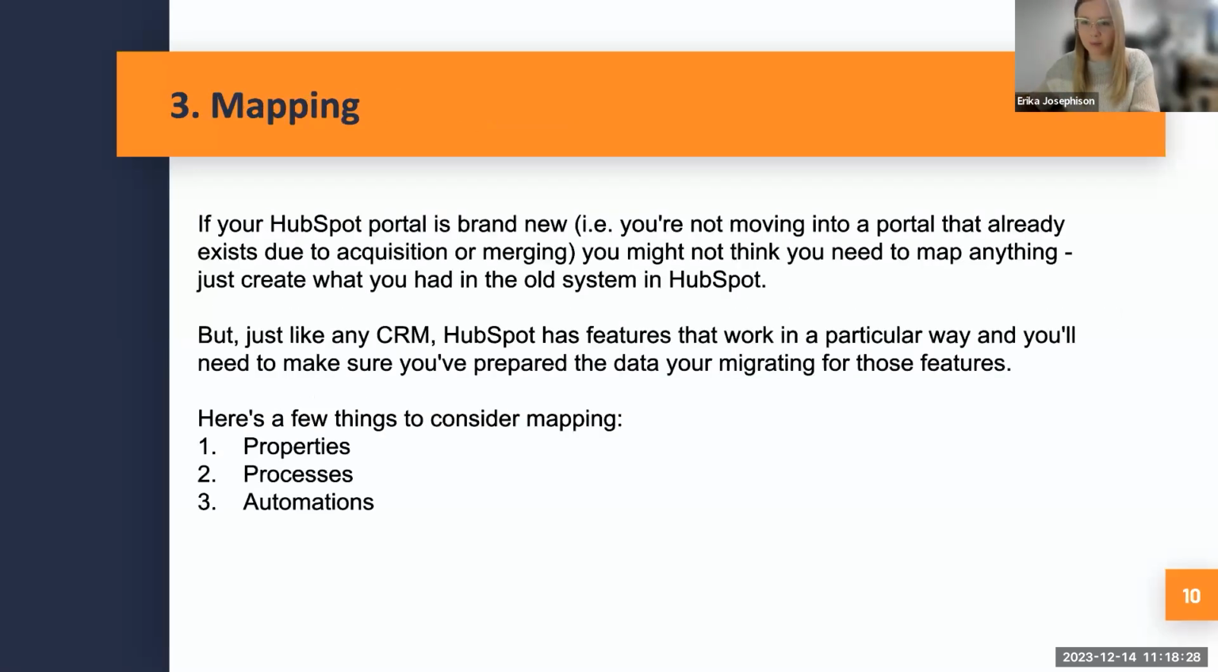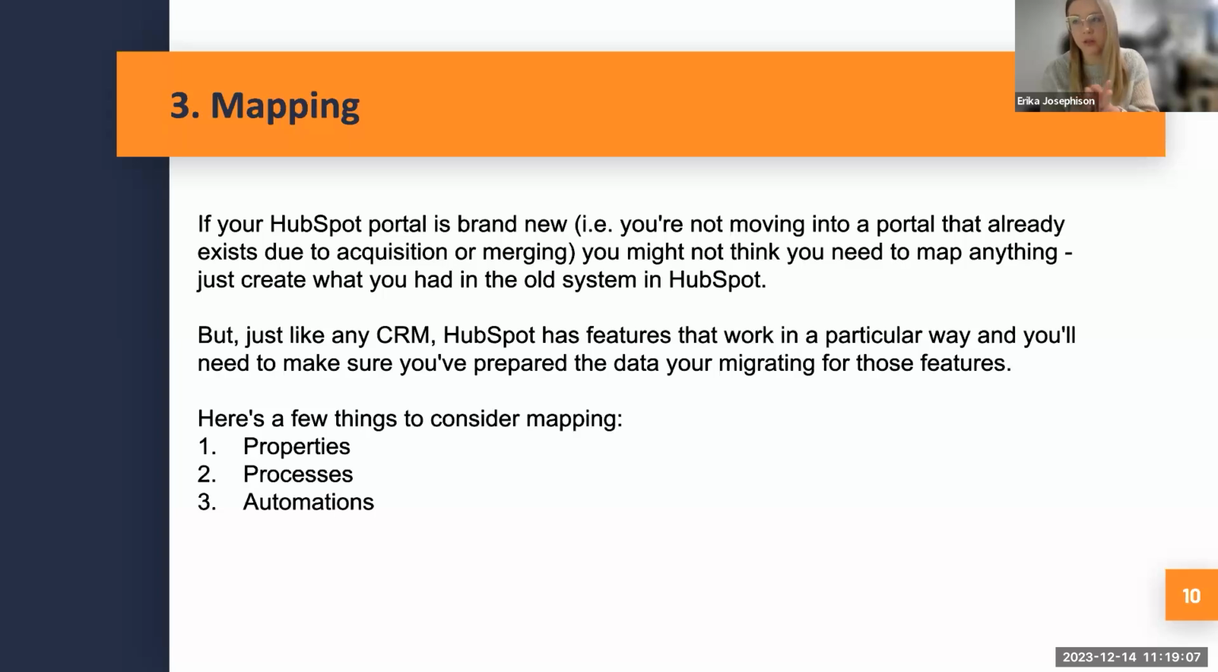So the next step is mapping. If your HubSpot portal is brand new, i.e. you're not moving into a HubSpot portal that already exists, because for sure in that case you need to do mapping. So maybe you've had a merger or an acquisition. In that case, mapping is even more critical. But if your HubSpot portal is brand new, you might not think you need to map anything. Just create what you had in the old system in HubSpot and start running from there. But just like any CRM, HubSpot has features that work in a particular way, so you need to make sure that you've prepared the data that you're migrating for those features.